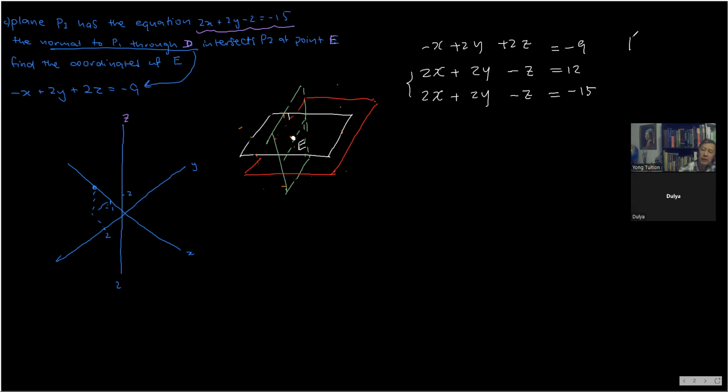This is our P1, right? Plane 1. Sorry, this is P1. This is plane 2. This is plane 3, right? This is the normal. Yes, that's right. The green one is P2. All right. The white one is P1. Okay. And the red one is P3. Now you tell me, do you think they have a solution at one point? I don't think so.